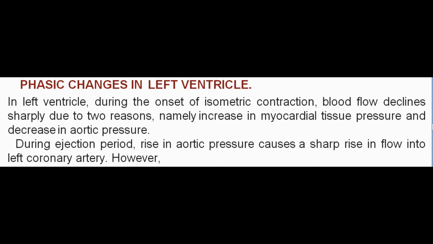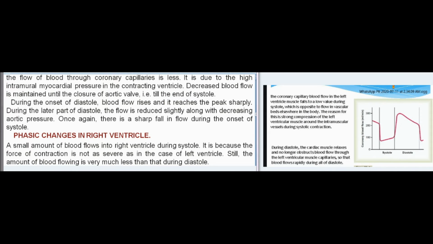Phasic changes in left ventricle. In left ventricle, during the onset of isometric contraction, blood flow declines sharply due to two reasons, namely increase in myocardial tissue pressure and decrease in aortic pressure. During ejection period, rise in aortic pressure causes a sharp rise in flow into left coronary artery. However, the flow of blood through coronary capillaries is less. It is due to the high intramural myocardial pressure in the contracting ventricle.